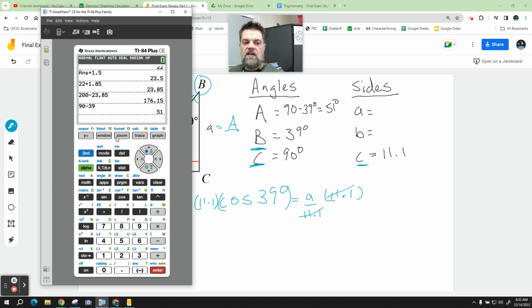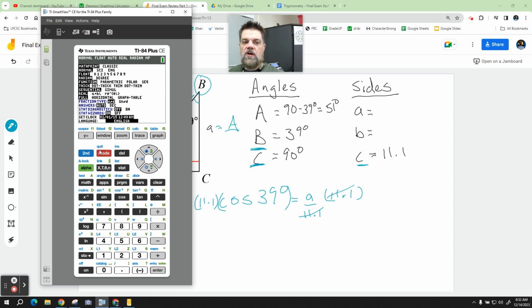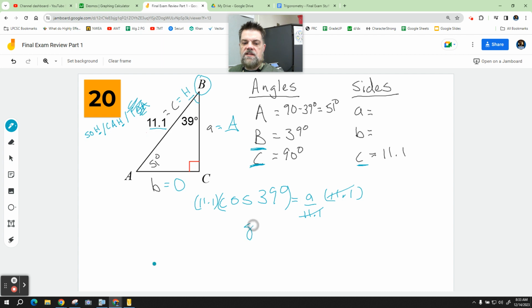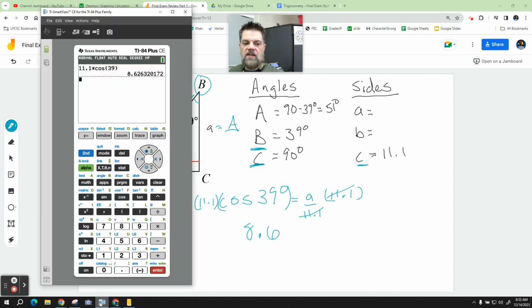I've got to be in degree mode. See this little thing right here? It says radian. So I've got to go to mode, come down here, put it in degree mode, hit enter, then hit quit. Now I'm going to say 11.1 times cosine of 39. Hit enter. It's about 8.6, what was it? Let's say 6.3.